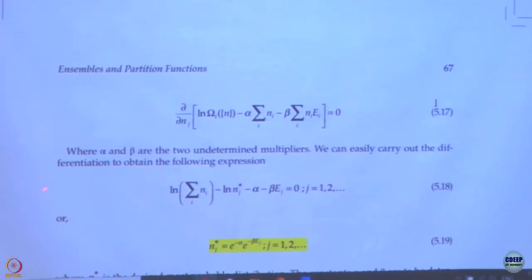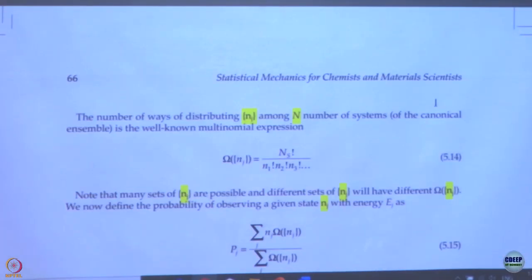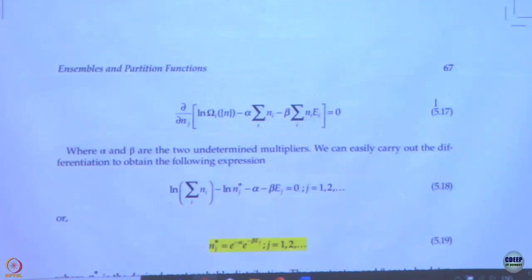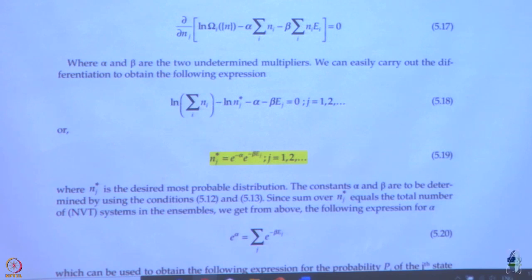This is the way to make a Lagrangian multiplier, and then you take this derivative, you get omega, you put the omega which we did here, and you do the Stirling's approximation, okay, and then you get this constraint, and this is just a constant. You can see now n_j star becomes this quantity, e to the power alpha minus beta epsilon_j. So this is the equation that comes out from these things.